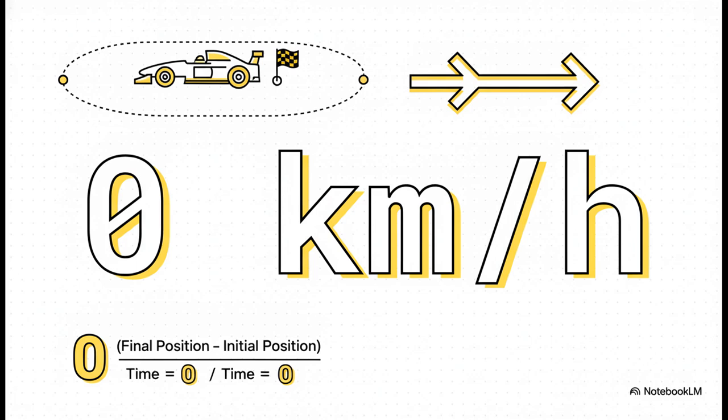How is that possible? Well, after one full lap, where did the car end up? In the exact same spot it started. Its start and end points are identical. That means its total displacement is 0, and 0 divided by any amount of time is always 0.